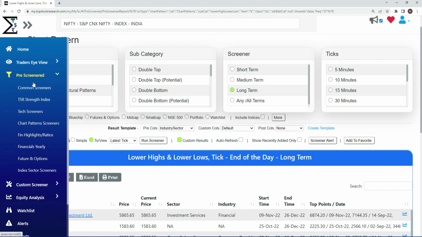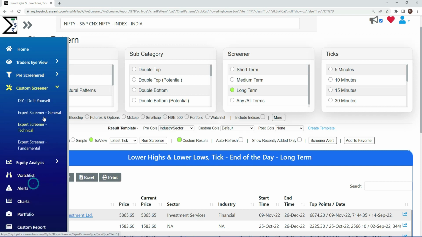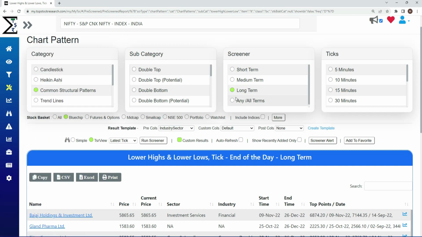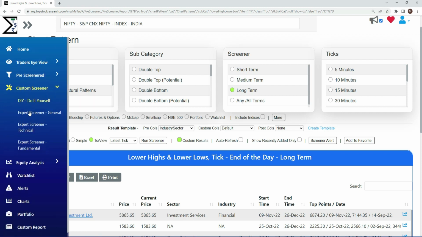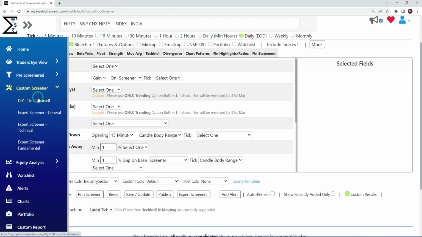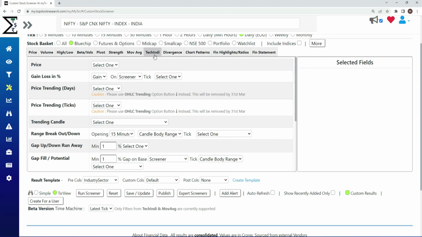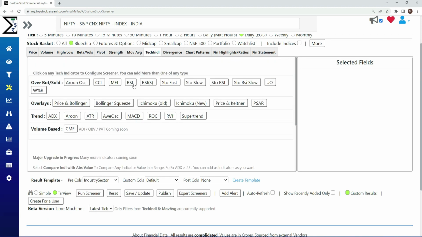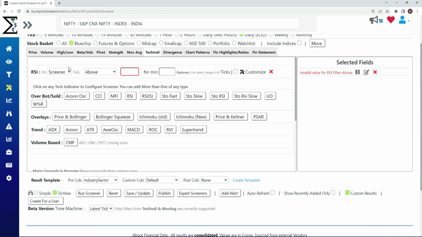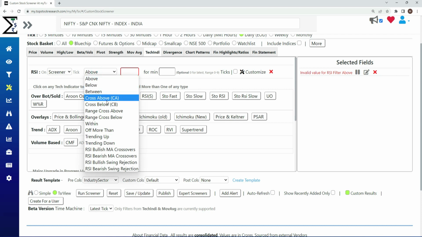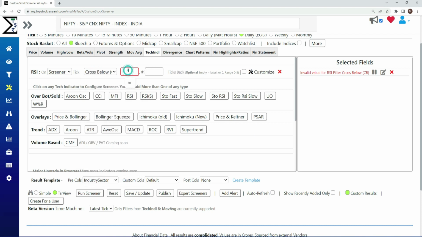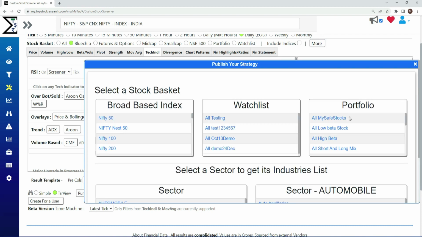And now let's try to go in DIY screener, right? So this is lower high, lower low, right? So now go to DIY screener, go to technical indicators, RSI, right? Falling below, crossing below. Instead of 70, let's put 70 first. Let's see how many stocks we get, right? Now, what we are looking to do is screening stocks on a watch list, right?